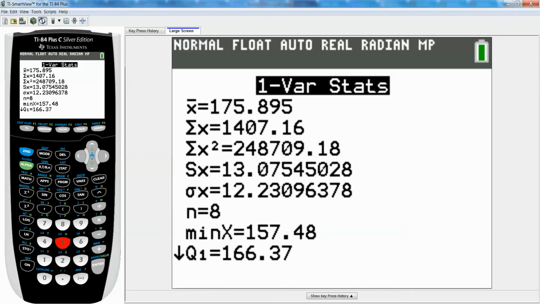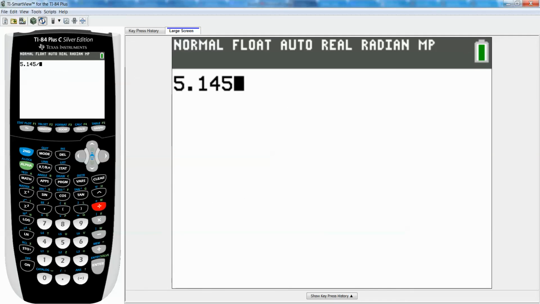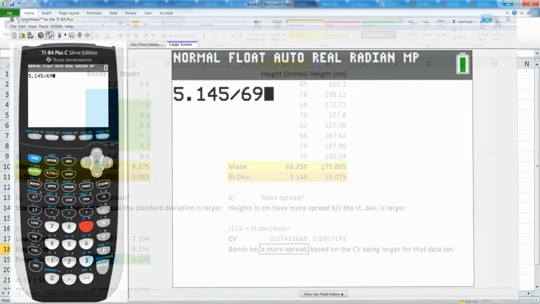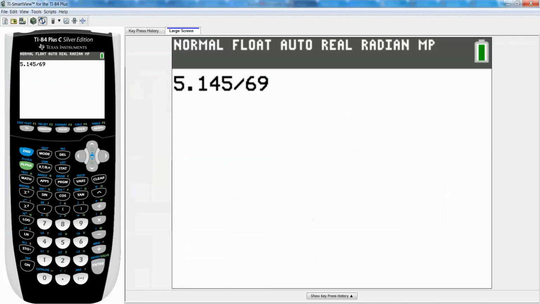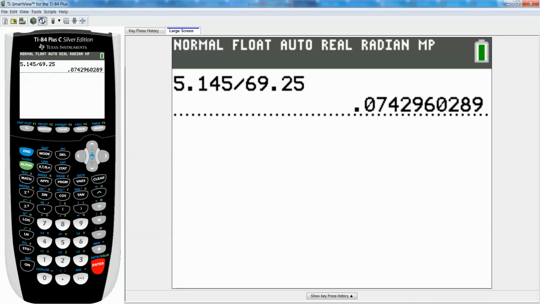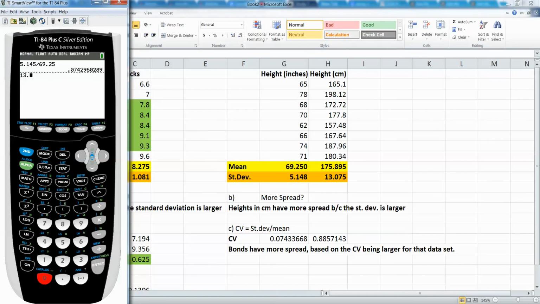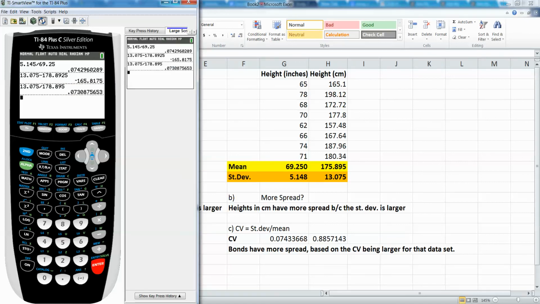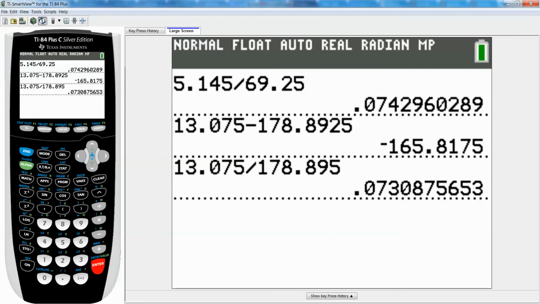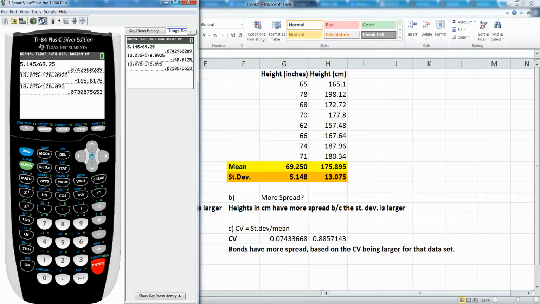And again, you can use your calculator. 5.418 divided by 69.25, and you get 0.074. And then for the other one, it'd be 13.075 divided by 175.895. Oops, I typed that wrong. Sorry about that. I'm losing my mind.